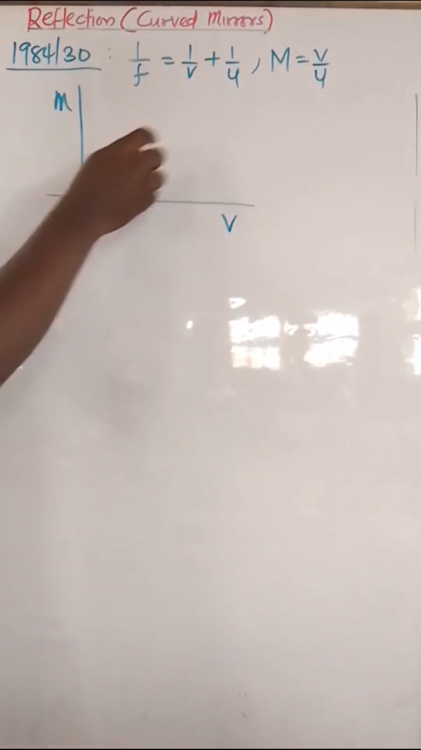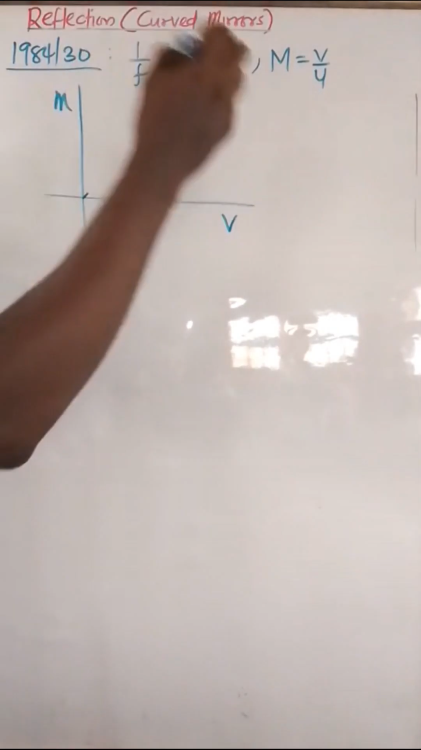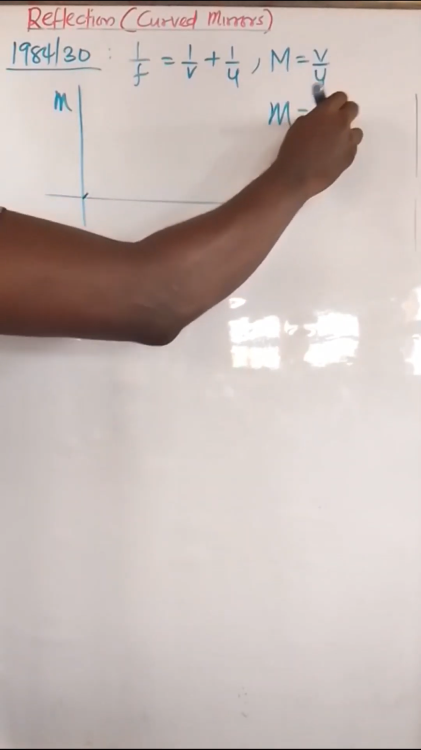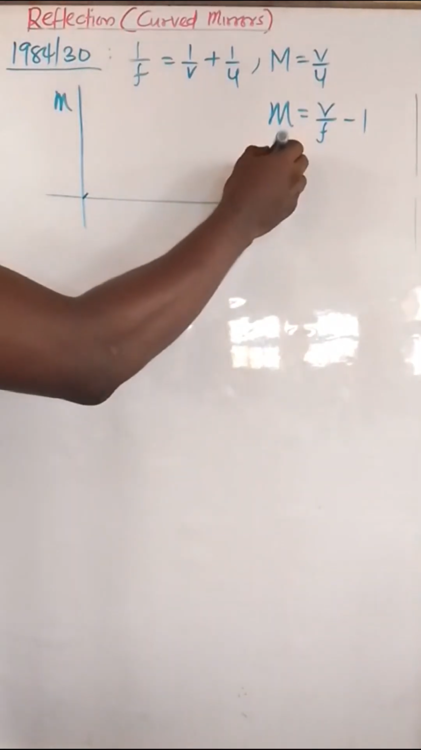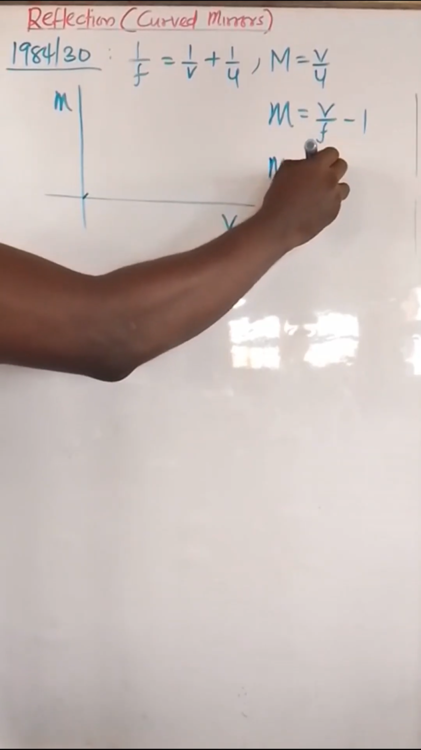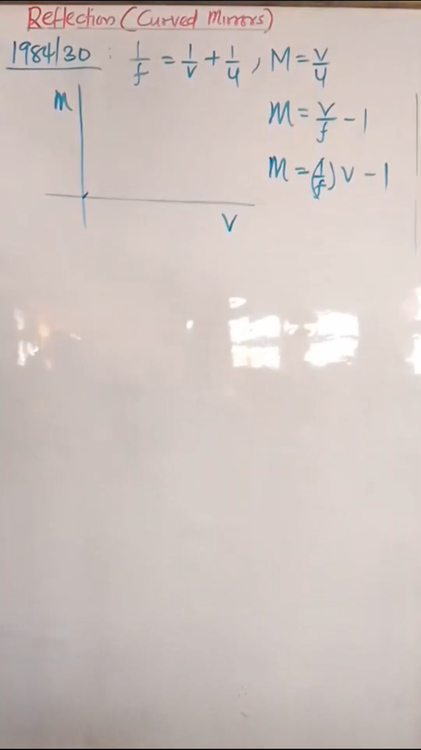Since we have only M and V, we have to eliminate U. If we eliminate U, recall the formula we gave, we are going to have M equals what? V over F minus 1. It's part of the one I gave you. So we can also write it as M equals 1 over F times V minus 1.